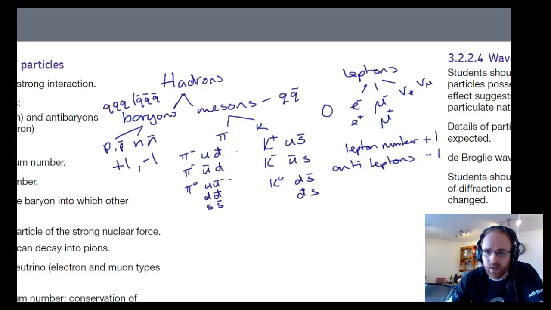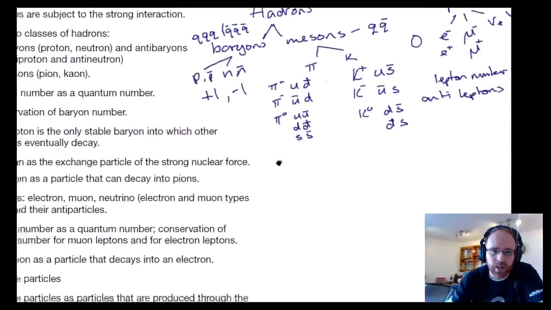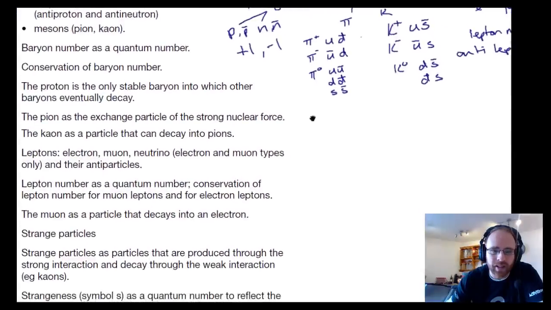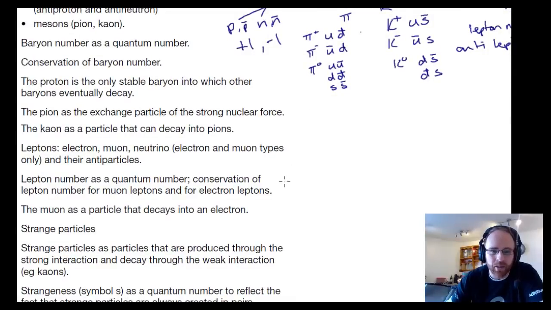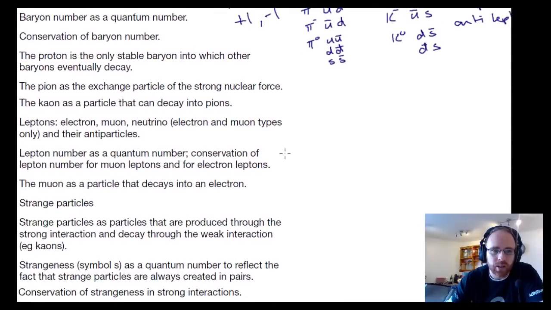So these rules, these quantum numbers, are empirical rules. Some decays that should happen never happen. So we must conserve these quantum numbers. So lepton number is a quantum number.